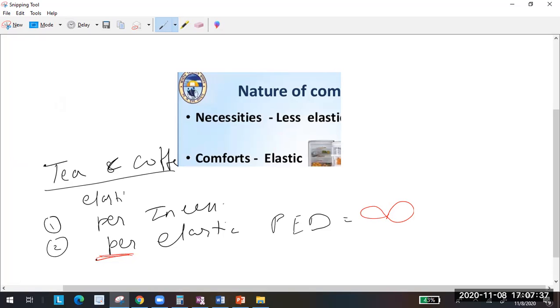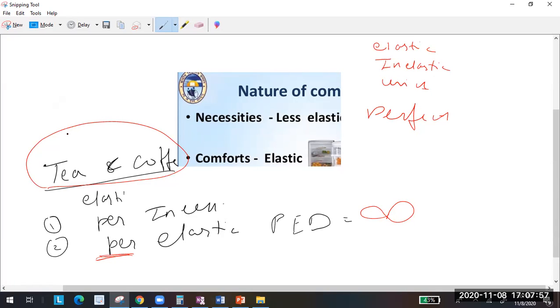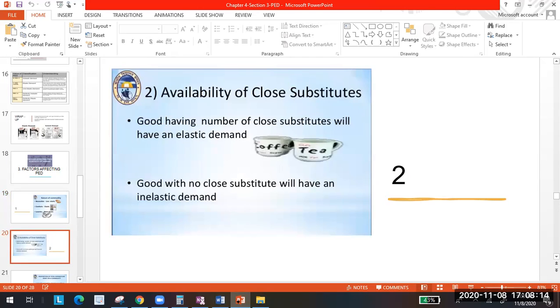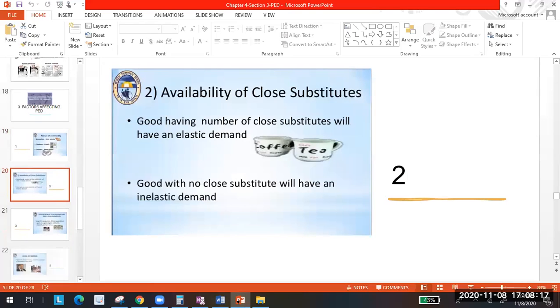And in other cases, what we used to say: inelastic and unitary elastic. We are not using the word perfectly, right? So in this case, since tea and coffee are substitutes, even if the price of one unit increases, we will shift our requirement towards coffee. Okay, so I'm moving on. Can you see this example? That's what we have discussed.